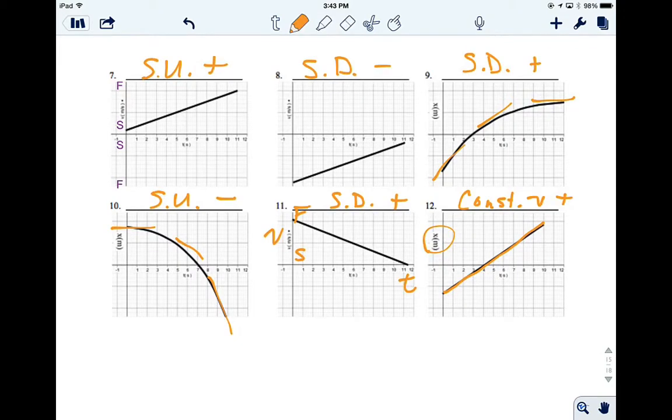Lastly, we have this graph over here. This is for 7 through 12. Check your graphs. Make sure that they're the same as yours. And once again, I want to remind you, whenever you look at your graph, you first want to look at what kind of graph this is. Is it a VT graph or is it an XT, position versus time graph? Because you can tell that the graphs are going to look different based on that.